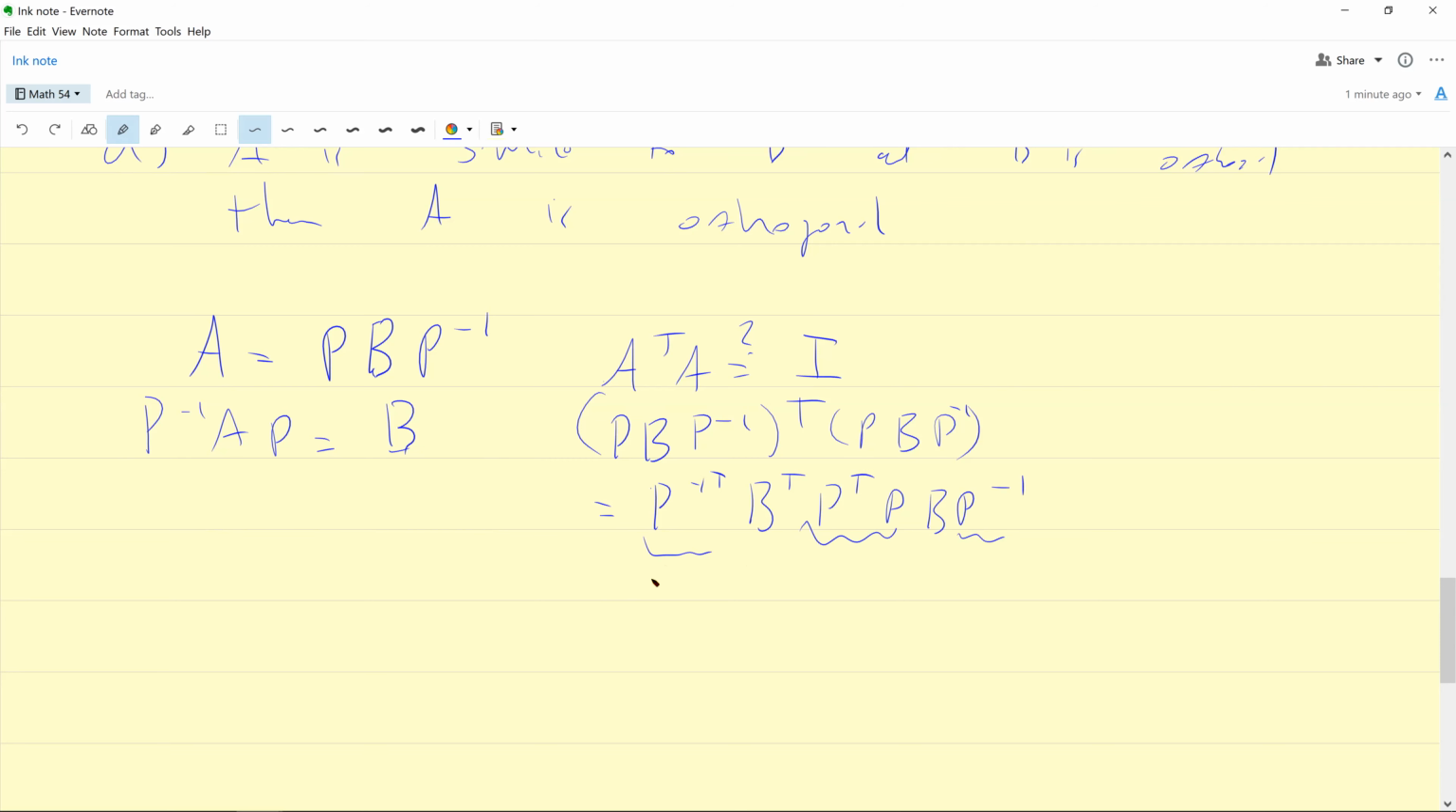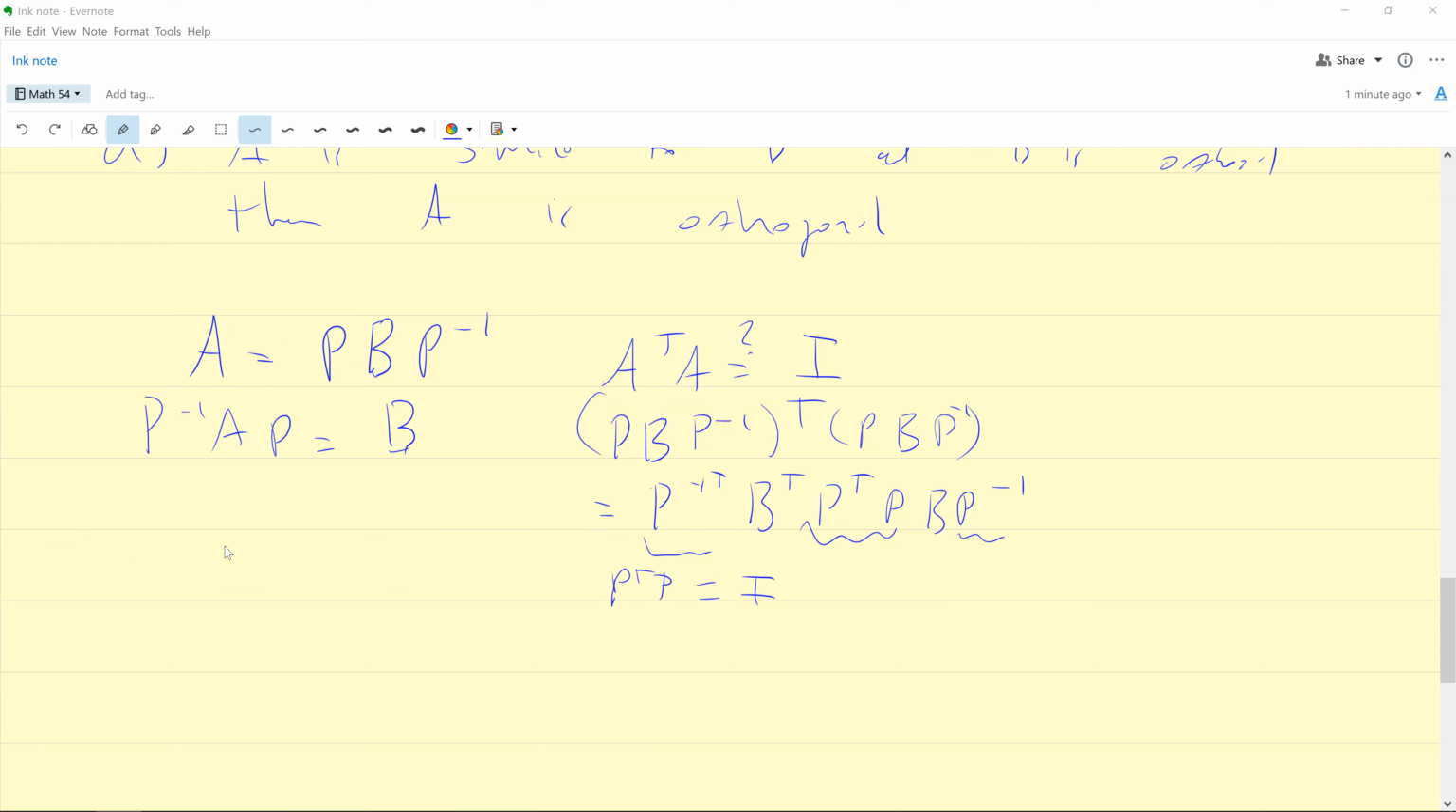And that's not always going to happen. Sure, the B transpose and B will cancel because they're inverses, but we can't get this middle term to cancel unless P transpose P is equal to the identity, right? And that's going to happen when P is orthogonal. So for some matrices where we can write A equals P B P inverse for P an orthogonal matrix, it works, but not for any choice of P.